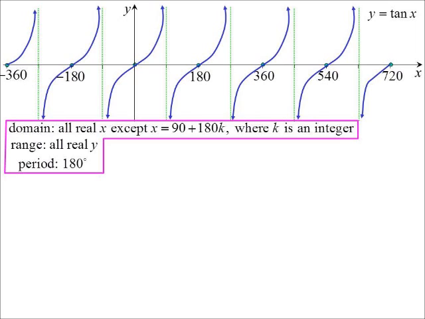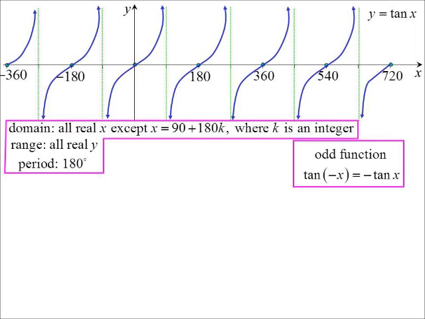Range, a lot easier to write, of course, all real y. Period. This one repeats every 180 degrees, so it's a little bit different to the other ones. And it is an odd function. So tan negative x is equal to the negative tan of x.